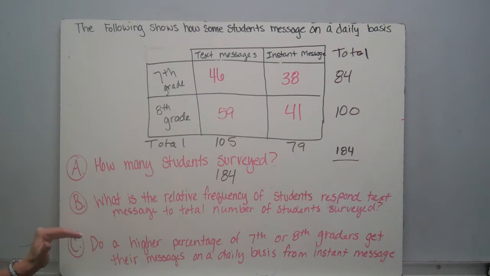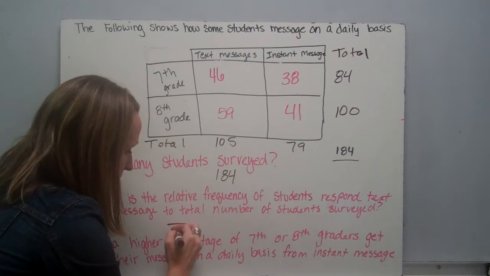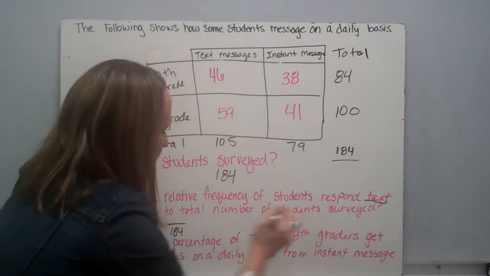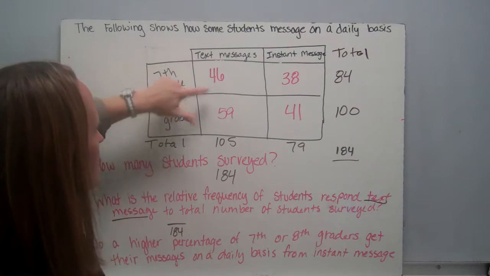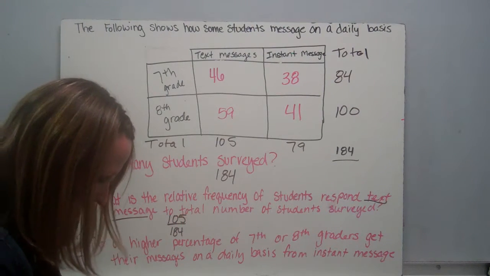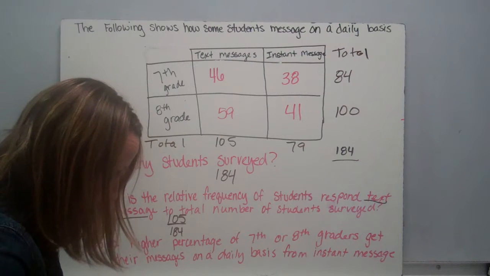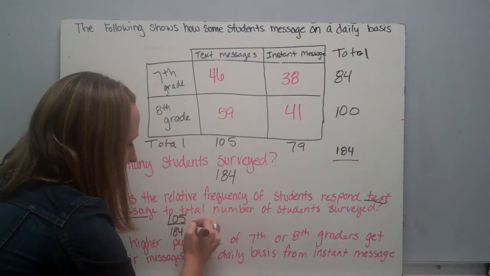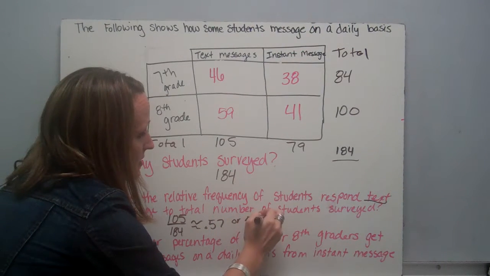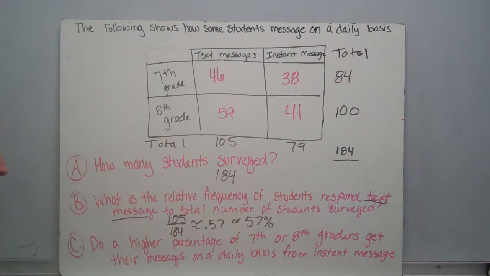Question B, what is the relative frequency of students that responded text message to the total number of students surveyed? So I know on the bottom of this ratio, I want 184. Now I want to look at the relative frequency of text message. So I need to look over here. I had 105 students who text message. So I'm doing 105 over 184. So that's approximately 57 hundredths or 57%. So about 57% of students say that they do their messaging by text message.